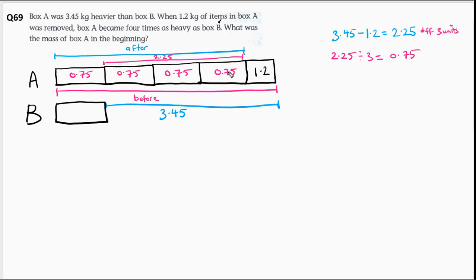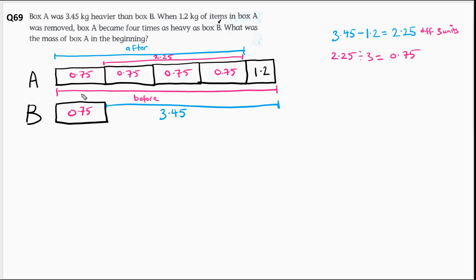Now, have a look here. This is 0.75. I've drawn it bigger here than this box that is 1.2, which is obviously a greater value. Again, that doesn't matter. You're making a guess when you draw it, and it's not the relative sizes that matter. So I've got a lot of information here now. What am I actually asked for? Let's go back. What was the mass of box A in the beginning?